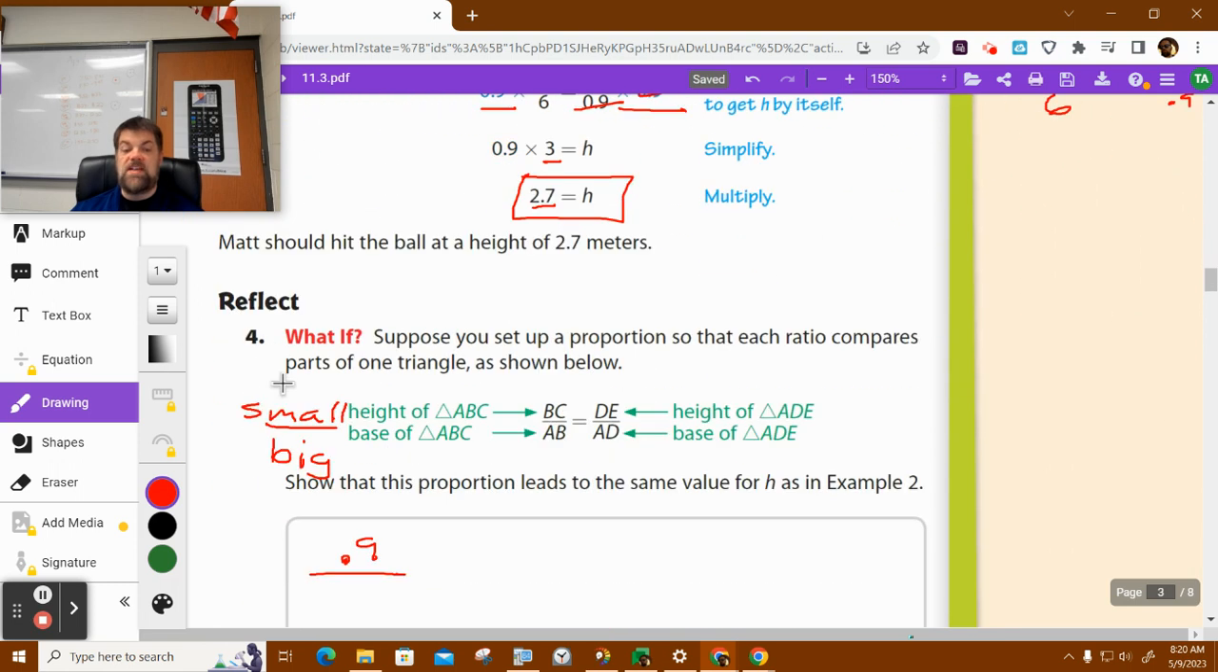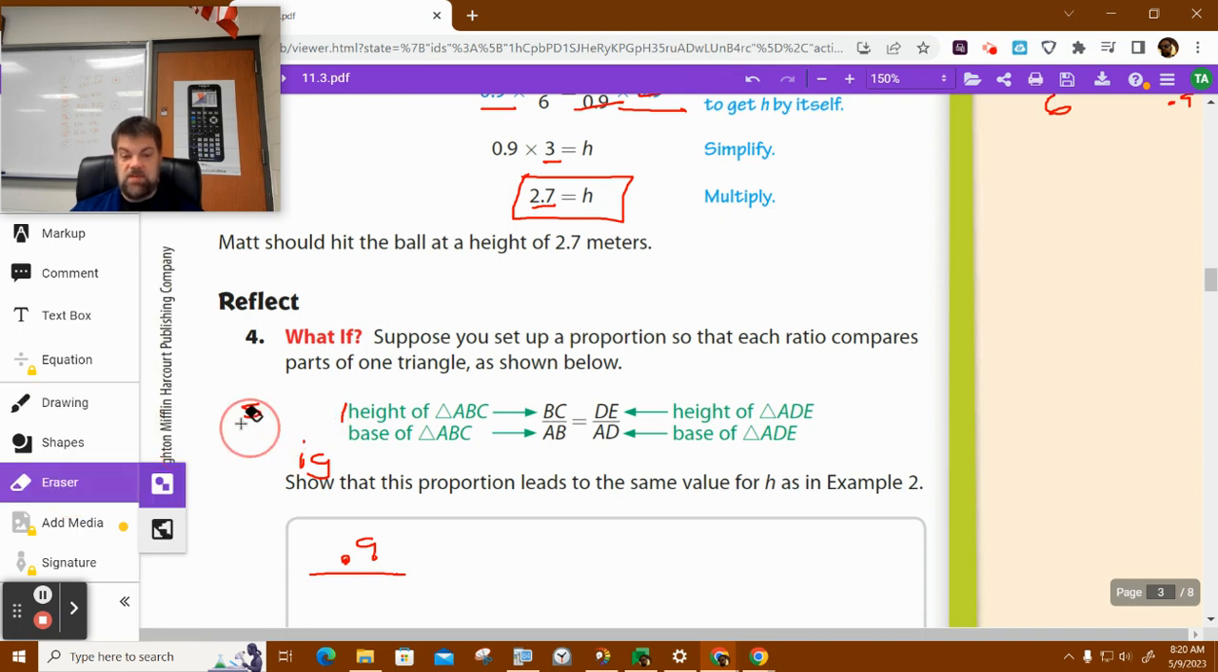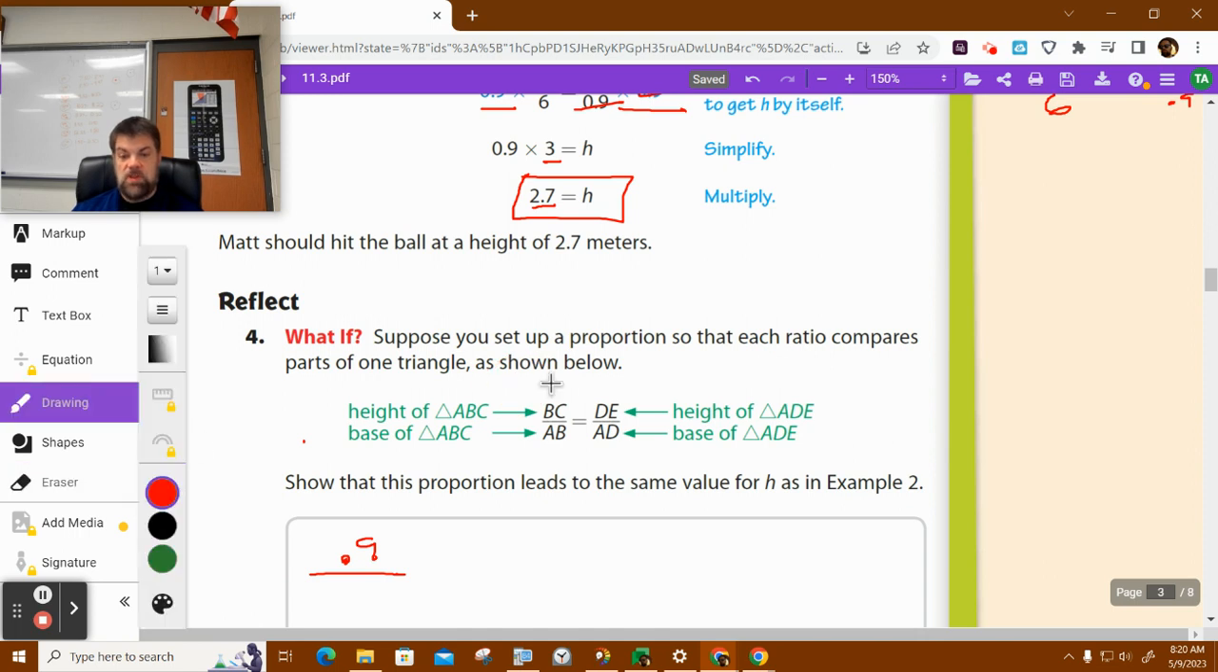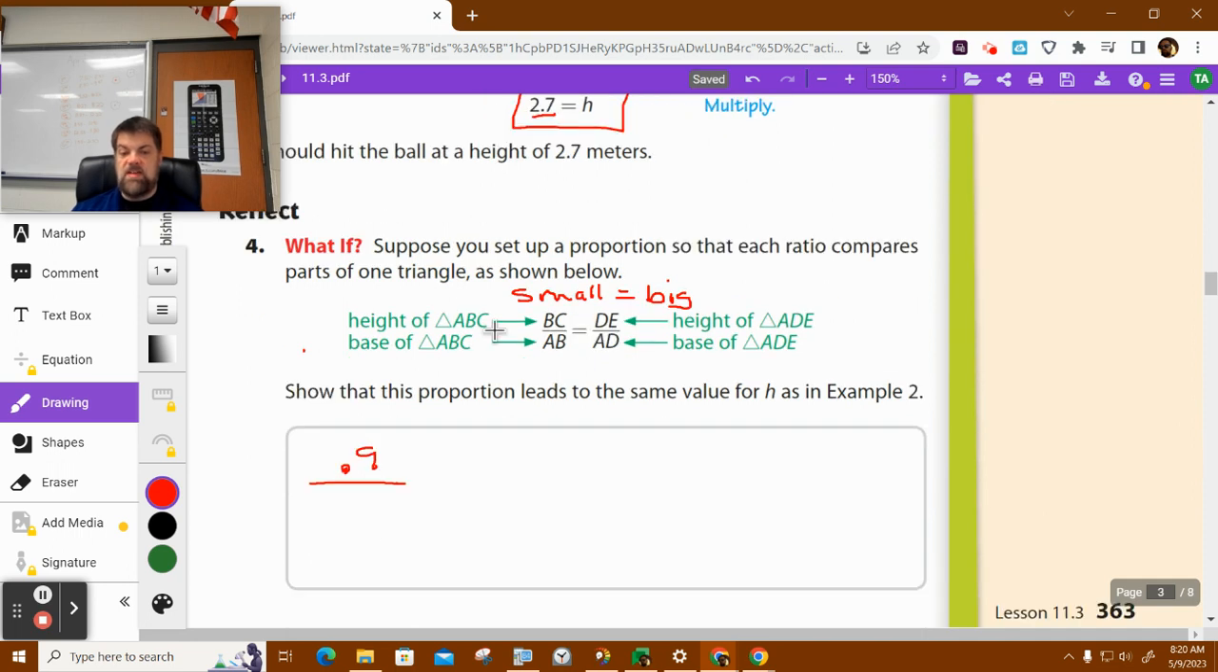Oh, no, you know what? They did it completely different. Whoa, hold on a second. Let me erase this. What they did is they did the small triangle. They did all the stuff for the small triangle is equal to the stuff for the big triangle, which is another way to do it. So I'm going to say the height of the triangle ABC versus the base of ABC, which was 6.